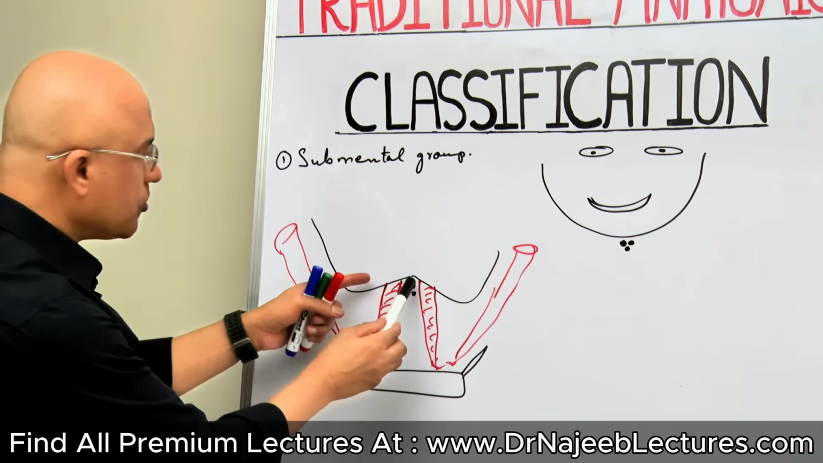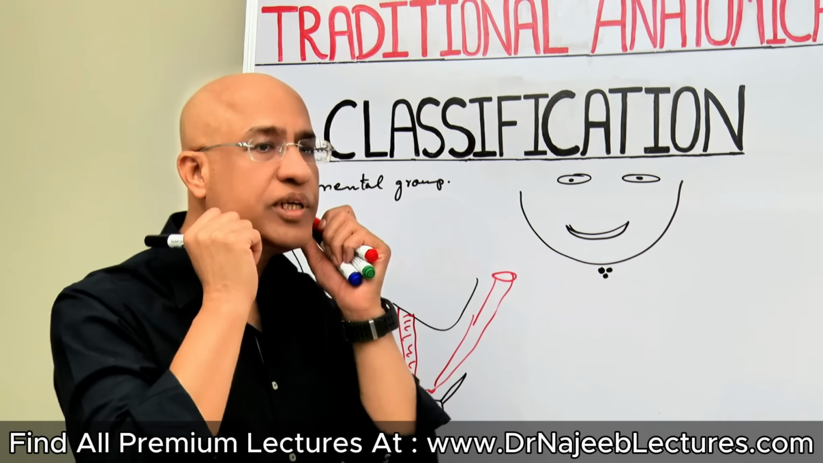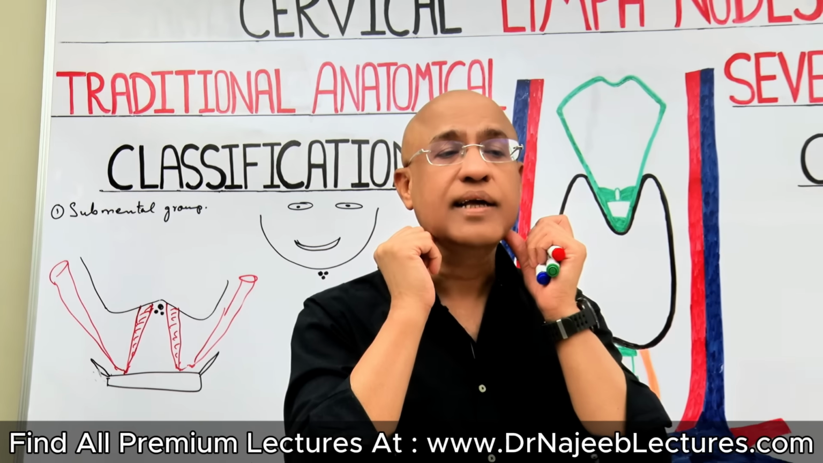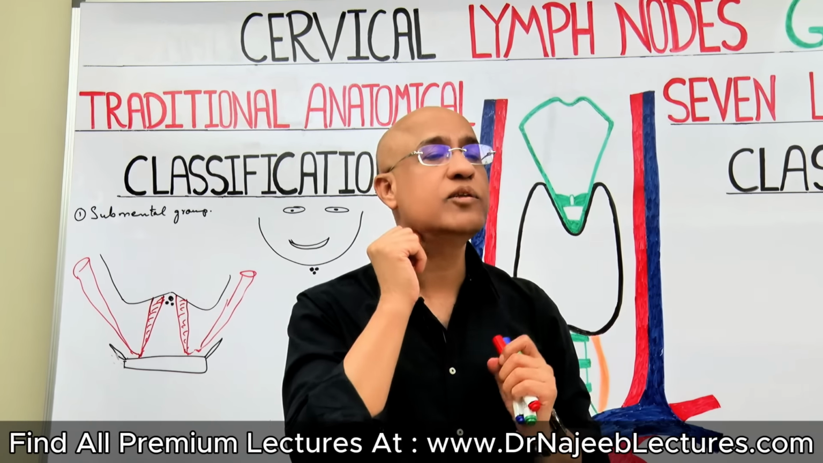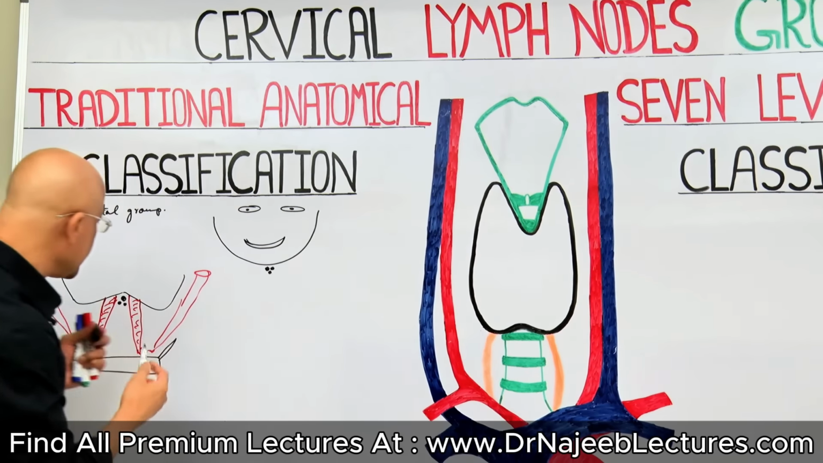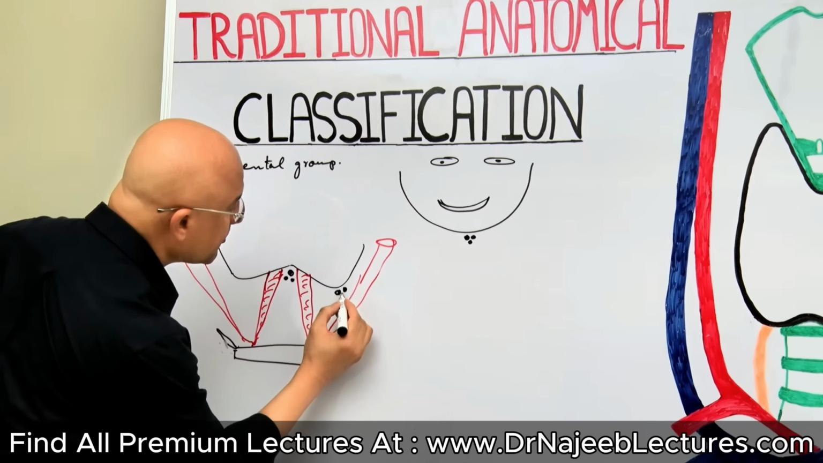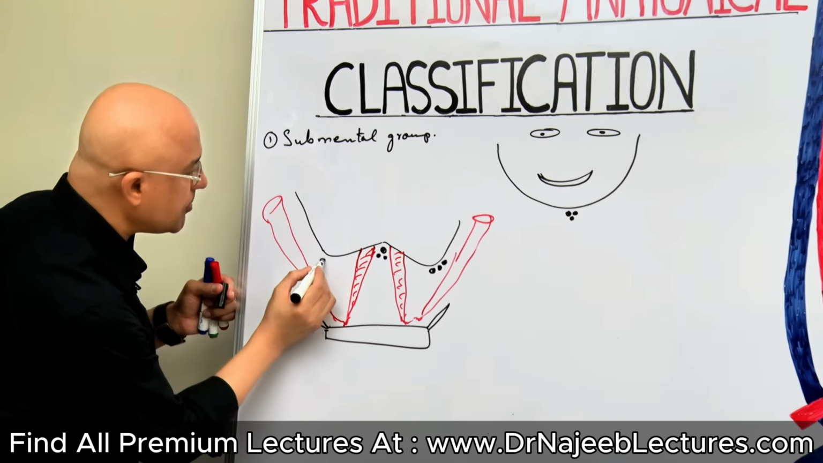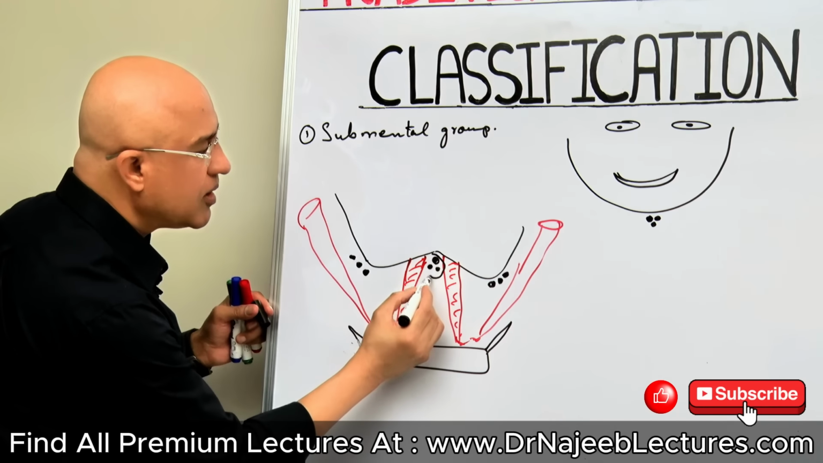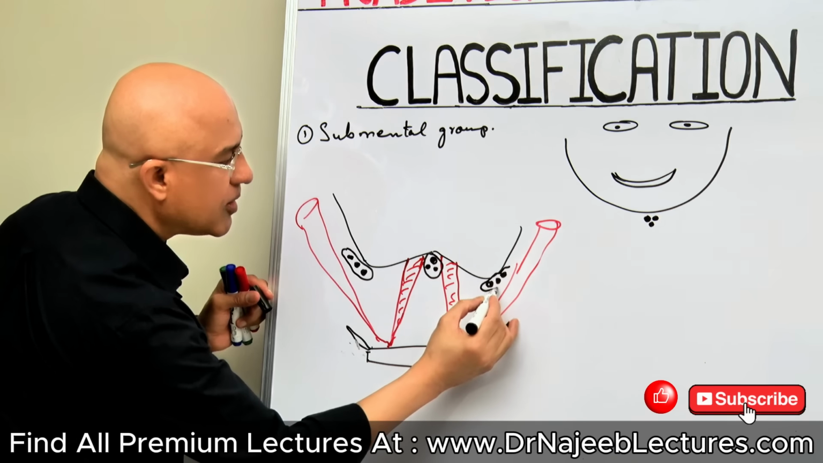Then we move from here laterally, and we reach the jawbone, the angle of the jawbone, and here is the submandibular gland. Just superficial to that, at these points, there are lymph nodes which are called submandibular lymph nodes. Now we have 2 groups. One is submental, and the other is submandibular.